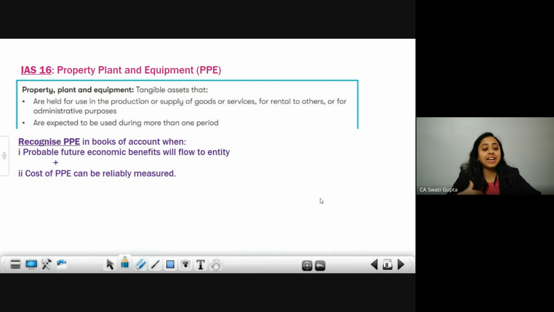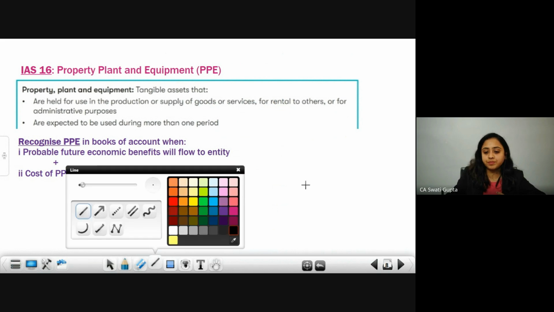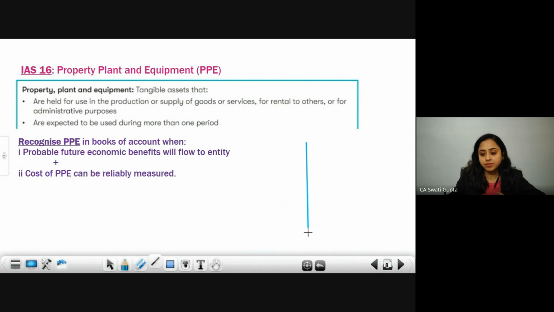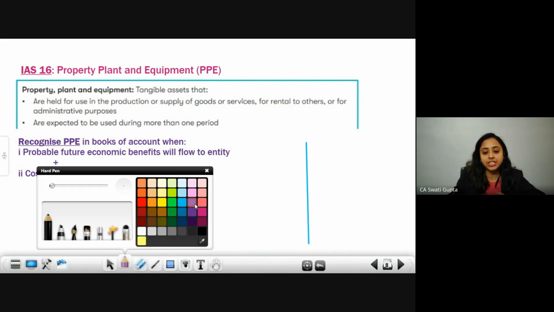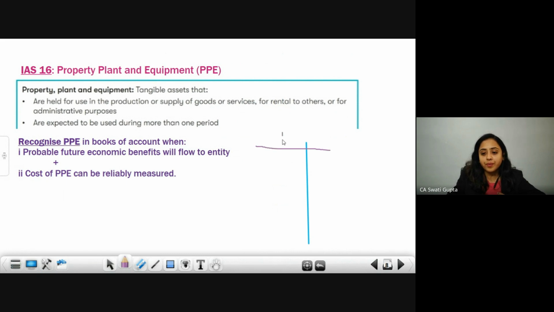The idea behind, the intention behind this, tells you how to bifurcate. For example, I have a balance sheet. Herein, for example, it's the asset side. Just an example. So herein, there will be two categories.